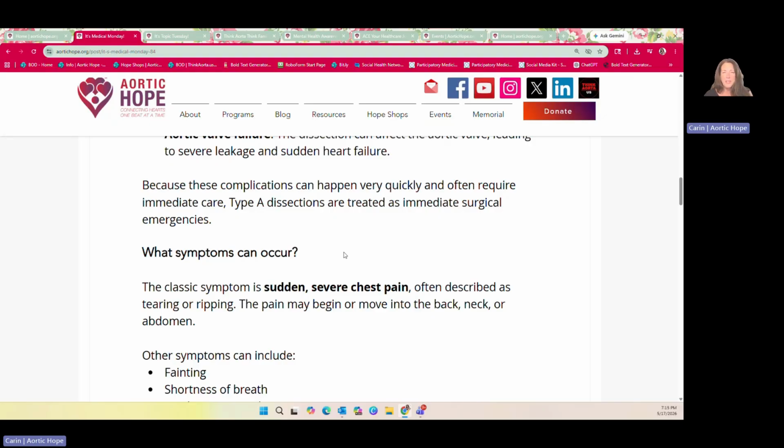So one of the things we're hoping to do by sharing this with you is not to be alarmist, not to scare you. Everybody who finds out they have an aneurysm, they all say, well, what does it feel like to have a dissection? I wish I could tell you definitively, because everybody is different.